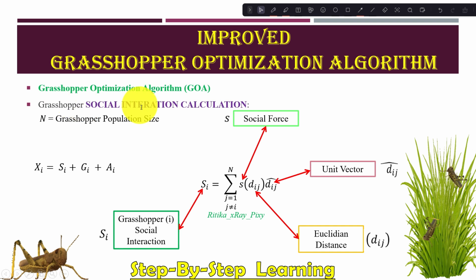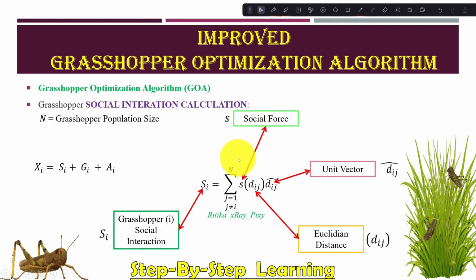Next, you can see here the social interaction calculated using this equation. Here Si denotes the grasshopper social interaction, and here j denotes the grasshopper, where j is 1 to n, n is the total number of agents in the search space, and s represents the social force, and here this is the Euclidean distance between two grasshoppers, and this is the unit vector.